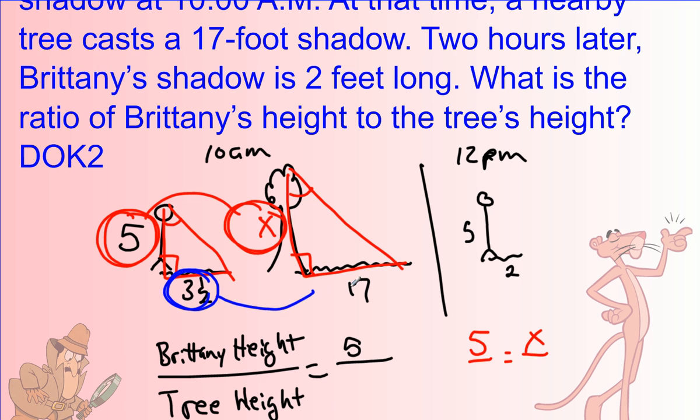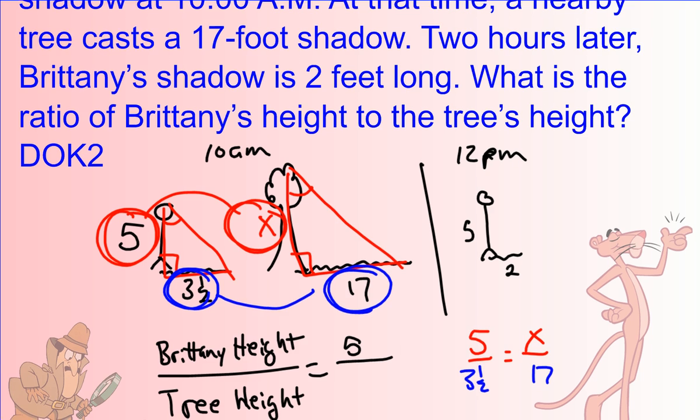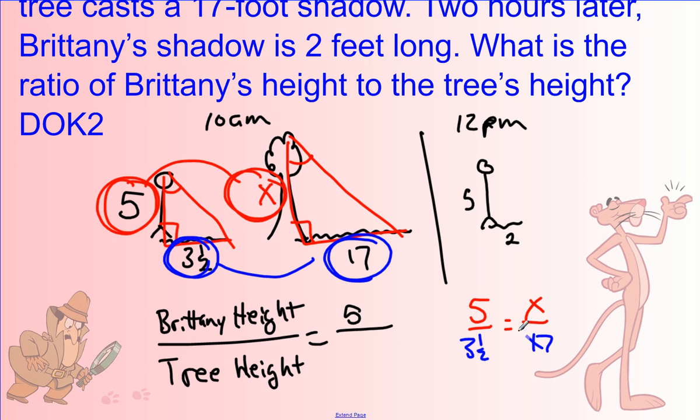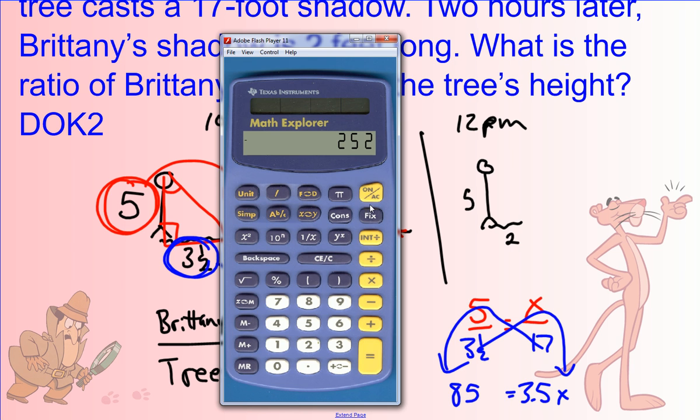3.5 corresponds to 17. If we cross multiply, we find out what x is. I'm going to change the 3.5 to a decimal. It's going to make it easier. 3.5x equals 85. That's 50 and 35, 5 times 17.